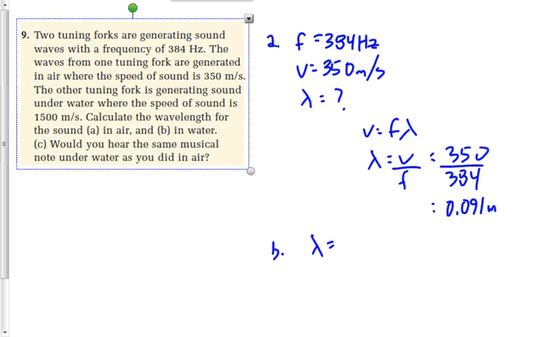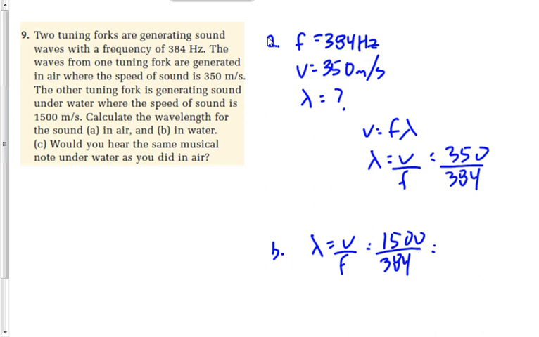Lambda is equal to V over F. This time, V is not 350. This time, V is 1500. F is 384. What do we get for the wavelength here? Okay, sorry, not 0.091, but 0.91. Thank you. Hayden, do you have this one as well? 3.9. Okay, thank you.